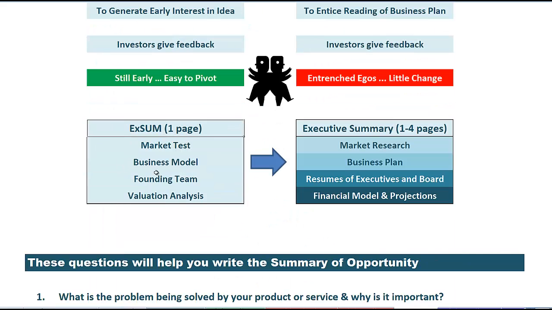Now, basically, the executive summary is going to have something about its market test, something about the business model, the founding team, and valuation analysis. The executive summary, of course, is driven by the business plan, which has market research and all about the product and the resumes of executives and the board and the financial model and the projections. It's much faster if you do this than this. We're not saying just do this and forget about this. Get out there, find out what people are saying about your idea, listen carefully, and it will go a lot better.